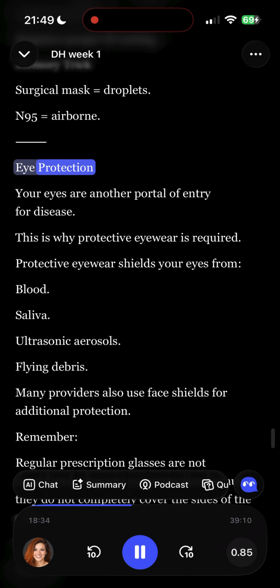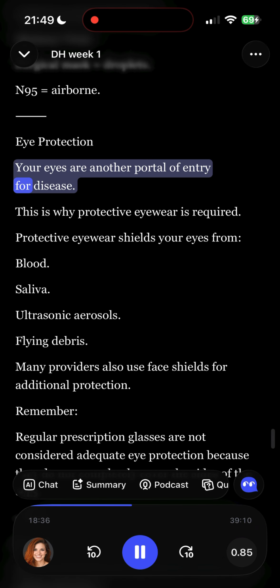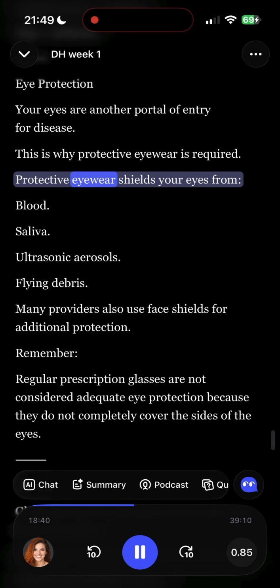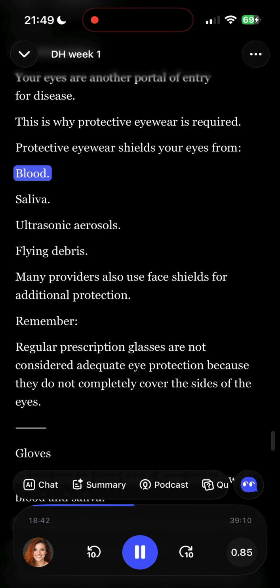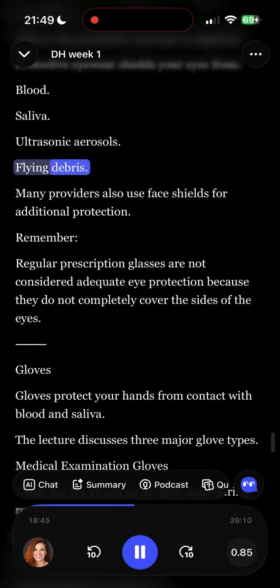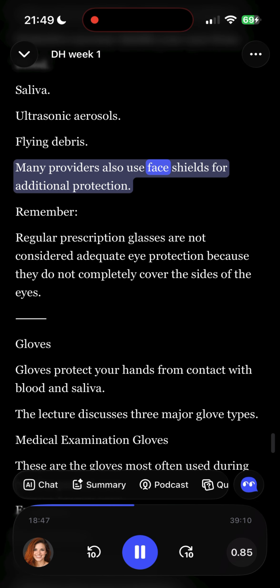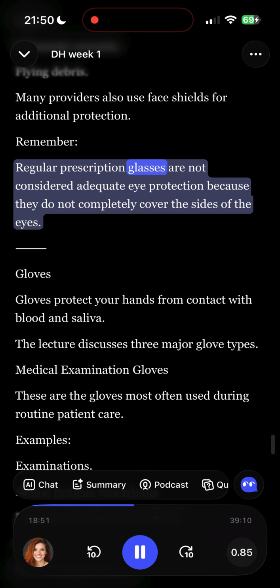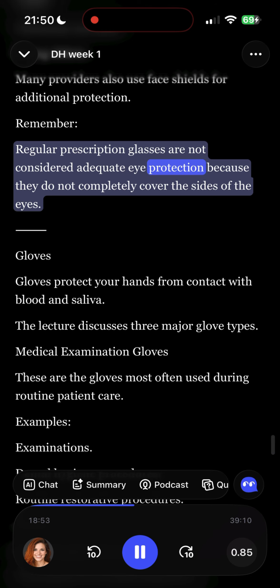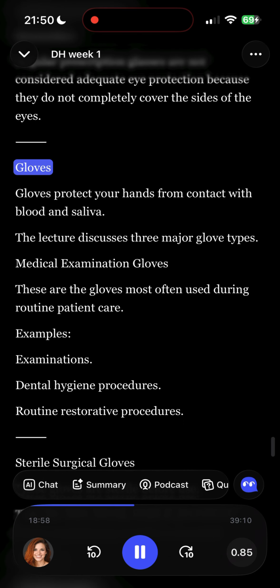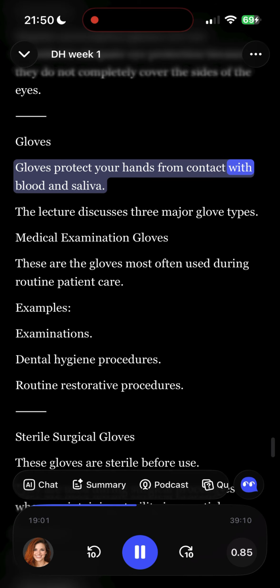Eye protection. Your eyes are another portal of entry for disease. This is why protective eyewear is required. Protective eyewear shields your eyes from blood, saliva, ultrasonic aerosols, and flying debris. Many providers also use face shields for additional protection. Remember, regular prescription glasses are not considered adequate eye protection because they do not completely cover the sides of the eyes. Gloves. Gloves protect your hands from contact with blood and saliva.